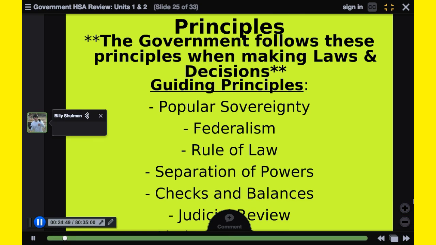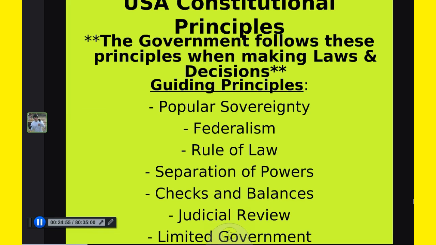We're going to look at 6 guiding principles that shape the United States government. Some teachers like to incorporate sometimes less than 6 principles. Sometimes teachers go with 7, 8, or 9. We're going to stick to the 6 that come up the most on the HSA. Well, that's what I think.